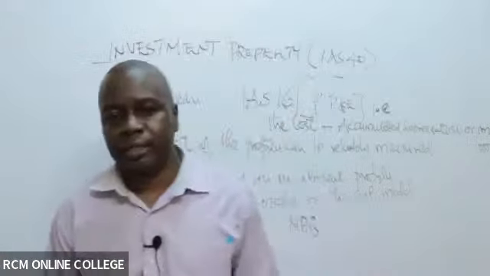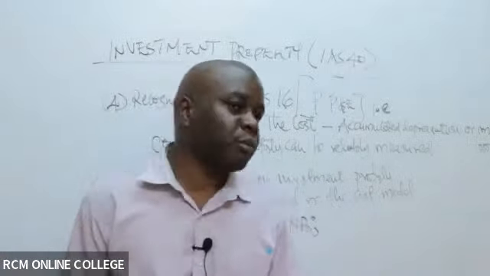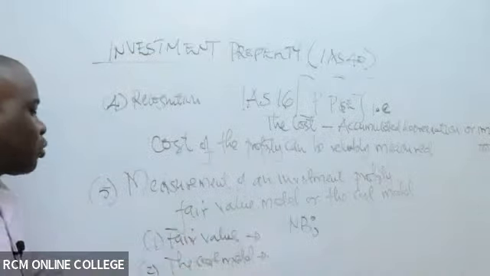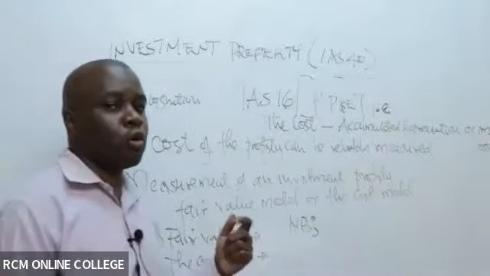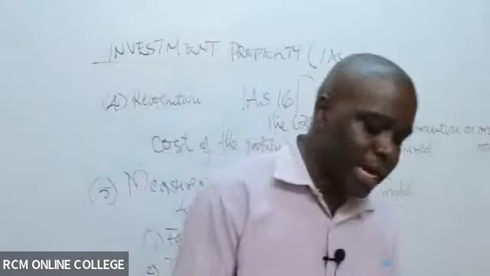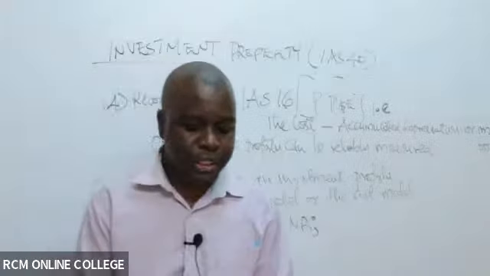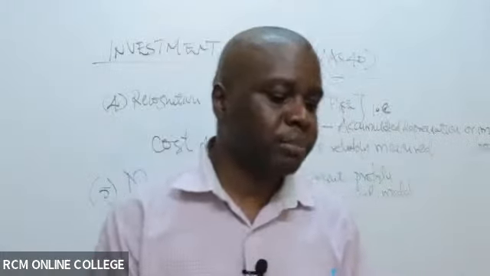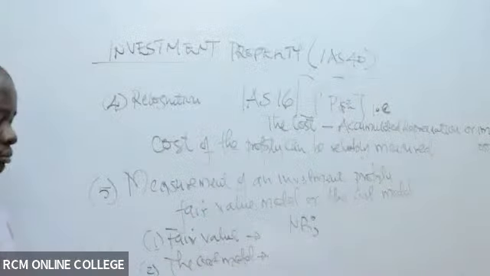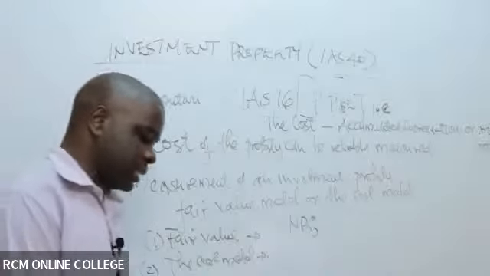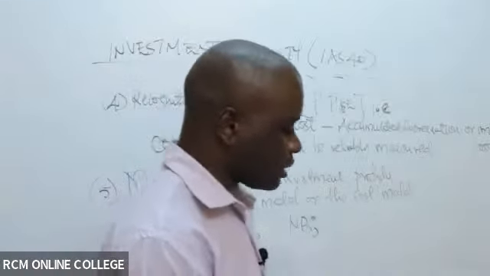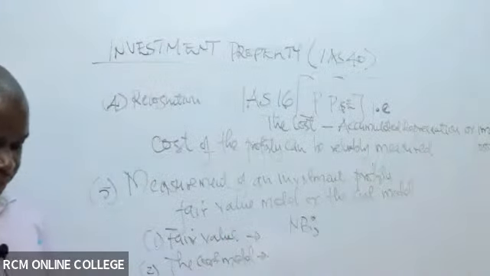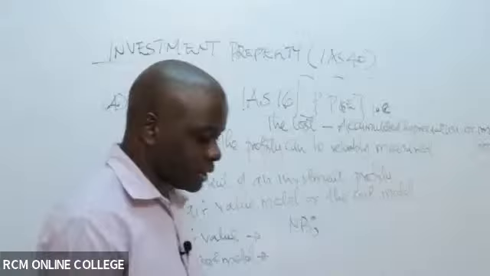So you'll choose one. You don't use both of them because they are different methods, the fair value model or the cost model. You adopt one and use it for all your investment properties. So an entity will adopt one method of valuation on all its investment properties.